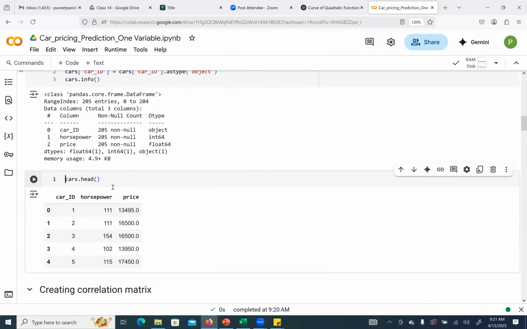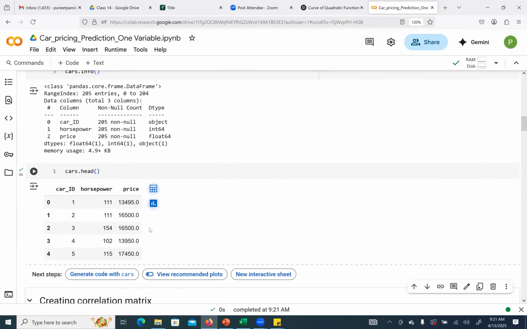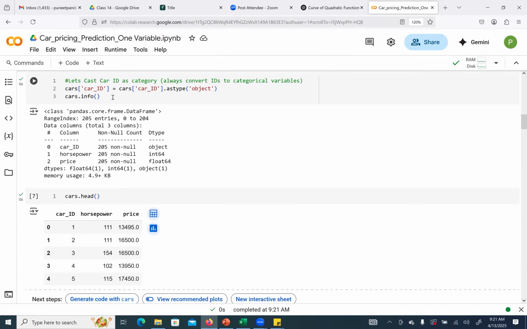Now we are just checking the sample rows again to see whether the data set is still looking fine after making the type conversion.